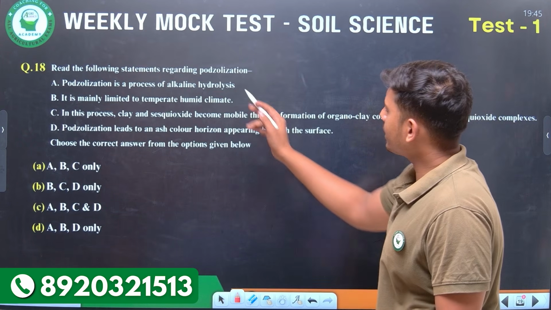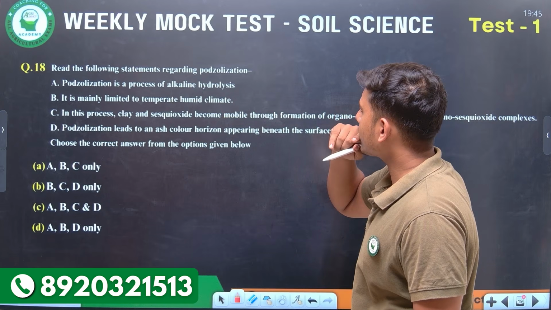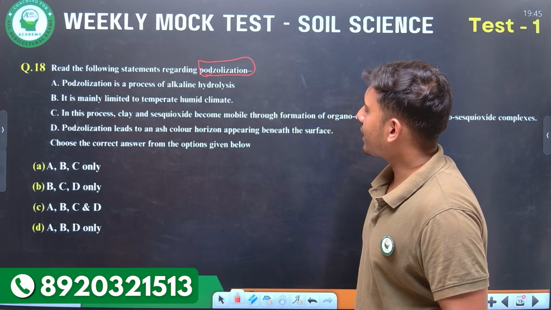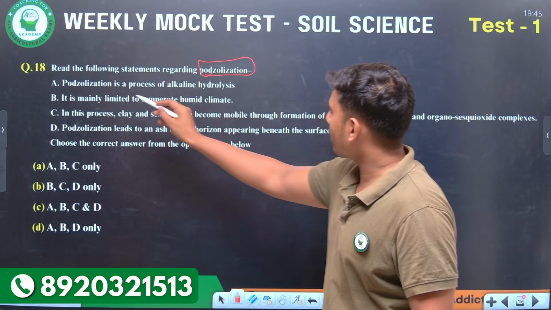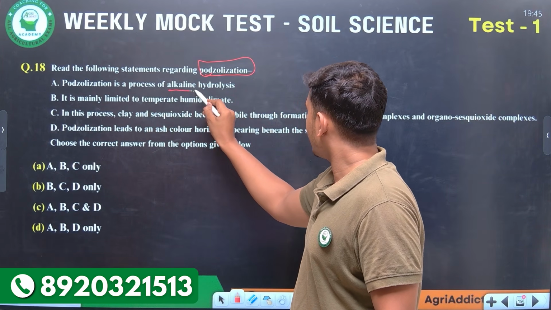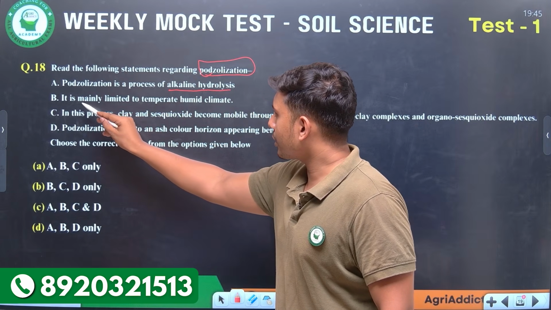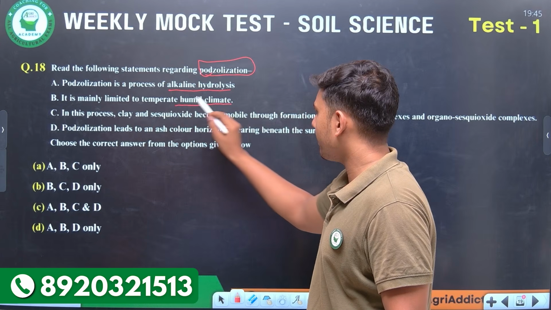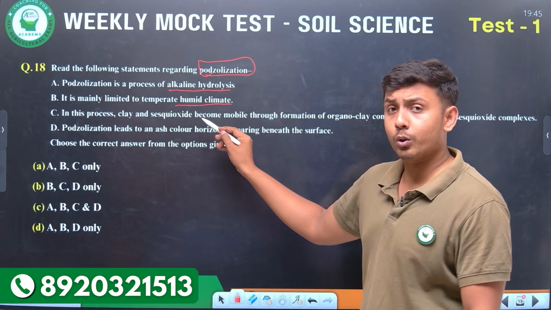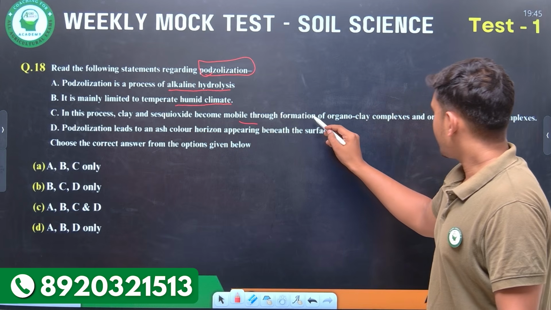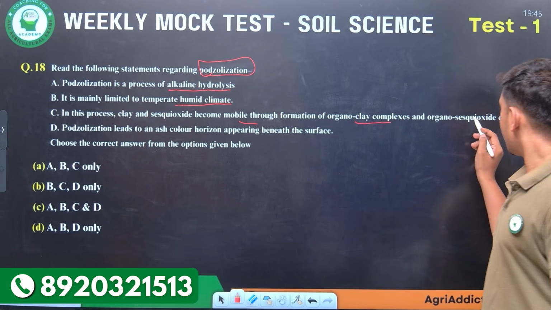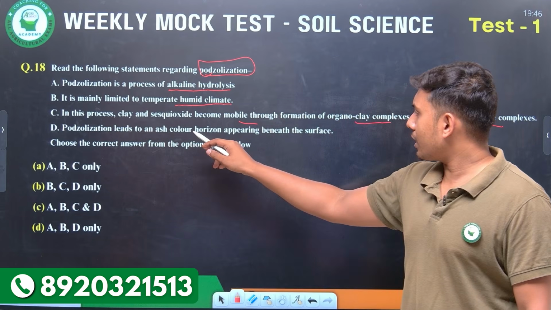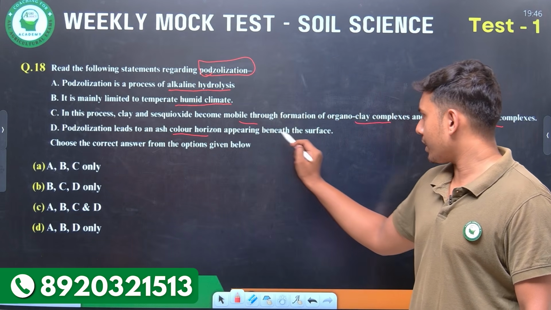Now comes the following statements, again statement based questions. What is the question? Regarding podzolization. What is podzolization? According to this, podzolization is a process of alkaline hydrolysis. Then the next option is, it is mainly limited to the temperate humid climate. In this process, clay and sesquioxide become mobile through formation of organo-clay complex and organo-sesquioxide complex. Then podzolization leads to an ash color structure appearing beneath the surface.